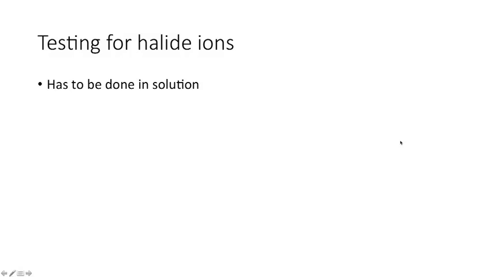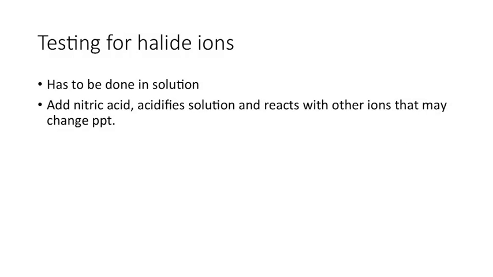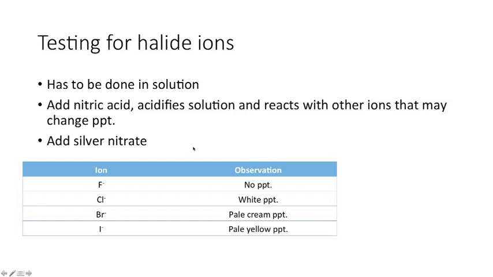Testing for halide ions. So this has to be done in solution, and the way you do it is you add nitric acid, which acidifies the solution and reacts with any other ions that may change the precipitate. You add silver nitrate, and with fluoride you'll get no precipitate, you don't have to worry about that. With chloride ions you'll get a white precipitate formed. Bromide you'll get a pale cream, and an iodide you'll get a pale yellow.